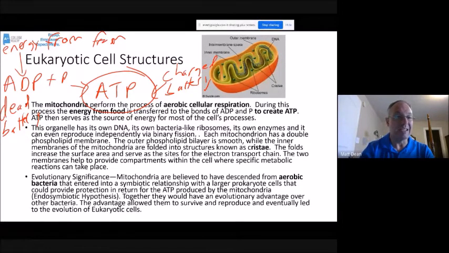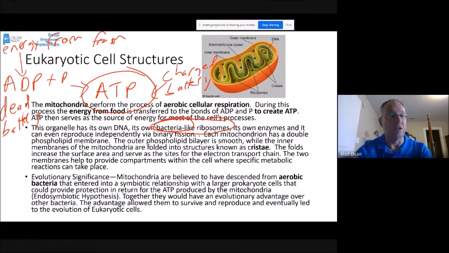The mitochondria has its own DNA. We talked about a minute ago how it's a single circular chromosome, very much like the DNA found in bacteria. It has its own ribosomes, again, very much like bacterial ribosomes, has its own enzymes, and remember that it can reproduce independently of the cell that it's living in by a process that looks very similar to binary fission.